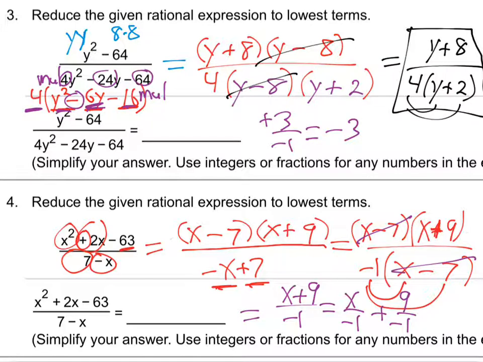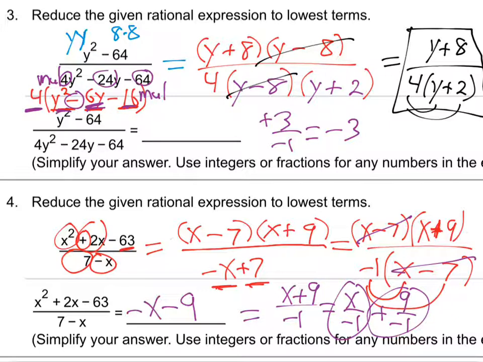Well, it's the same thing here. Anything divided by 1, that doesn't do anything, does it? X divided by 1 is just x. But what's the sign? Positive x over negative 1? Negative x. And what's positive 9 over negative 1? Negative 9. There we go.